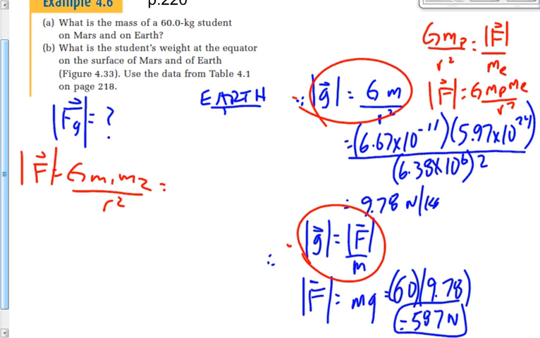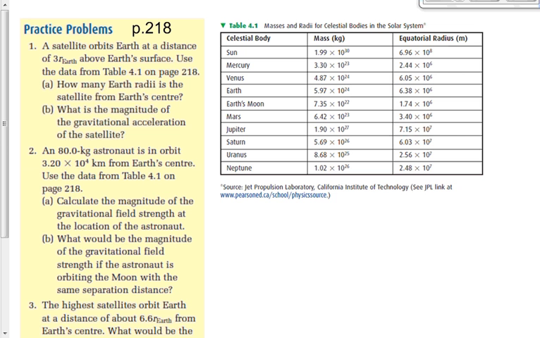Your homework for tonight: the questions on page 218 that you were working on a few minutes ago, and the questions on page 220.